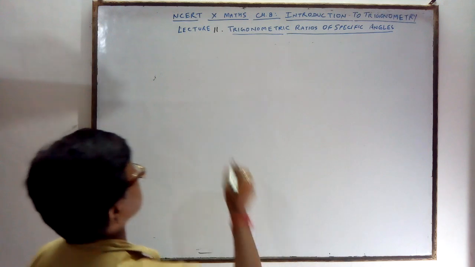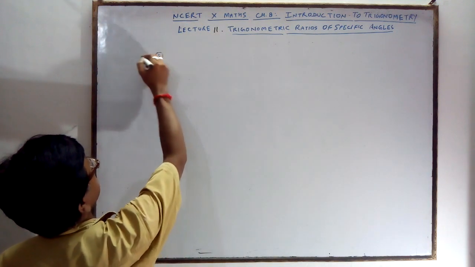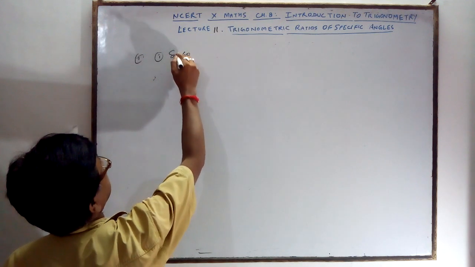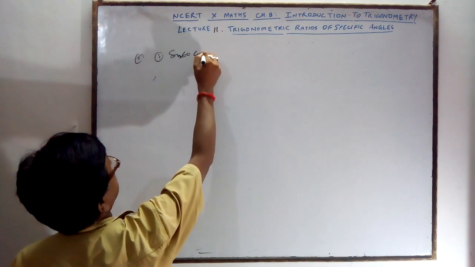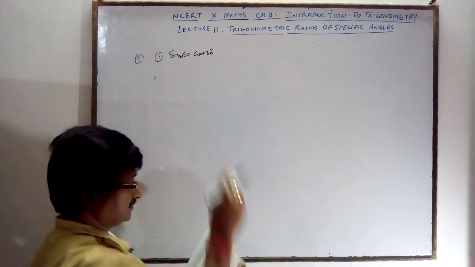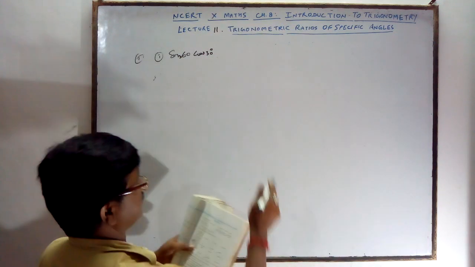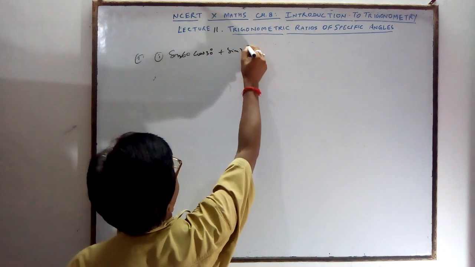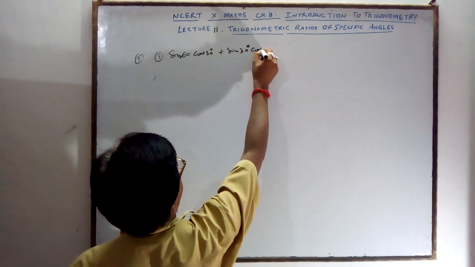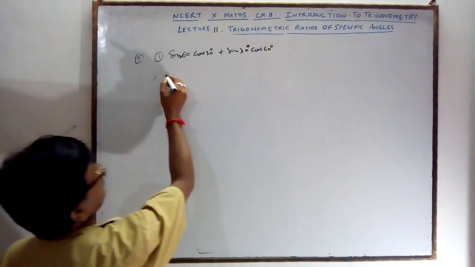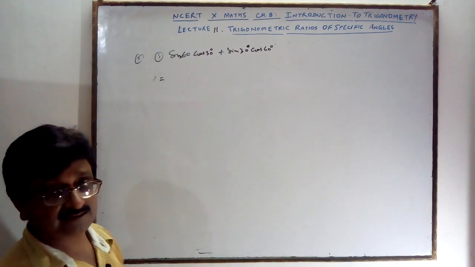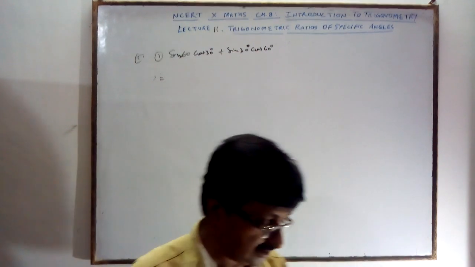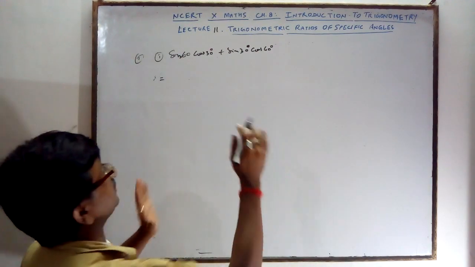Evaluate sin 60 cos 30. First question, first part: sin 60 cos 30 plus sin 30 cos 60. Very simple. What will you do? Write down the values of sin 60 and cos 30. From where will you get these values? From the table. You can make the table at any place.